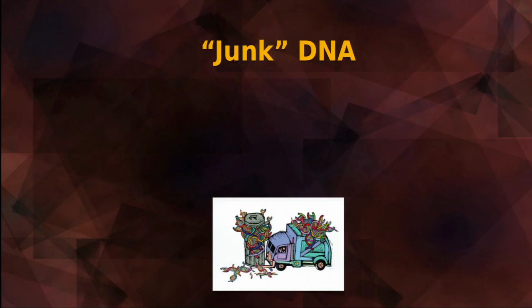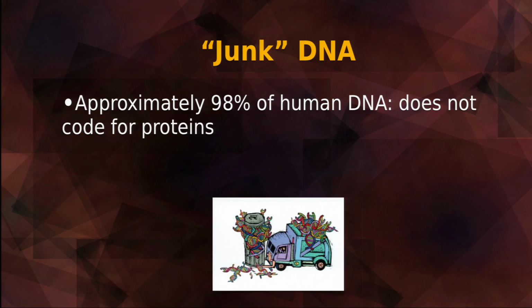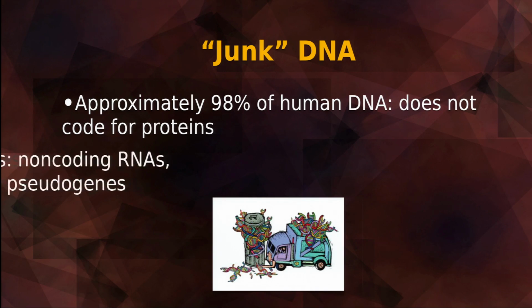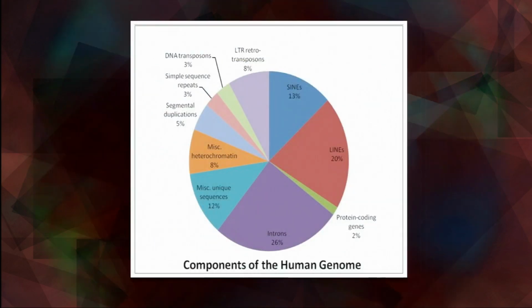Now, the next type of sequence design that I want to address is something called junk DNA, which I talked about at the very beginning. And like I said, approximately 98% of human DNA does not code for protein. And there's different categories of junk DNA. There's what we call non-coding RNAs, repetitive sequences, and pseudogenes. And just to give you a picture of this, this is a pie graph showing all the different parts of the human genome. Only that little tiny green wedge there is the protein coding genes. Okay, that's 2%. The other 98% is junk.